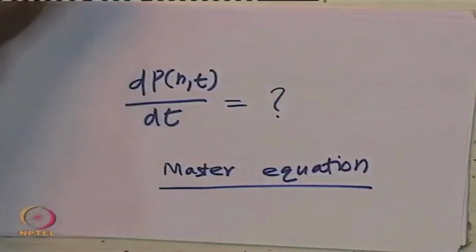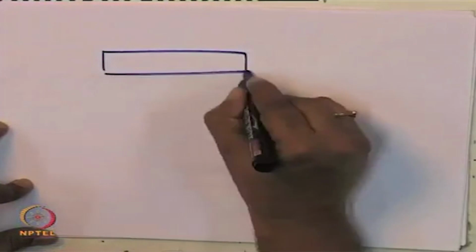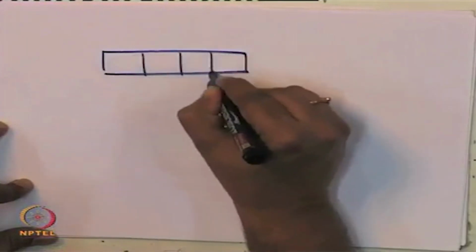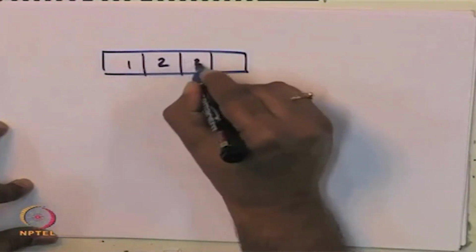So, now let us think of the first case, for the polymer. If you look at here, let us say you had 4 monomers, 1, 2, 3, 4.